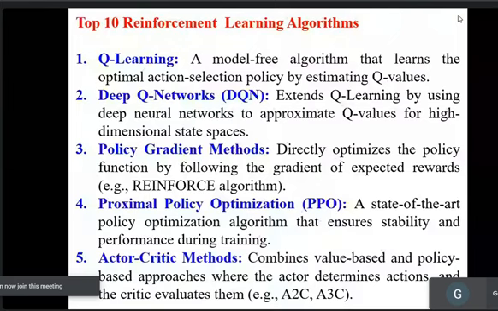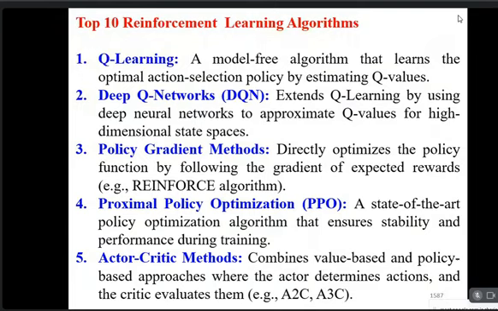Then we have the next algorithm, deep Q networks, that is called DQN. It extends Q learning by using deep neural networks. You know what is meant by deep neural networks? It uses a number of hidden layers, a number of input layers, by leveraging a number of fine-tuning parameters and activation functions, etc. That's why this gives approximate Q value for high dimensional data spaces. If you increase the number of columns, still it can work.